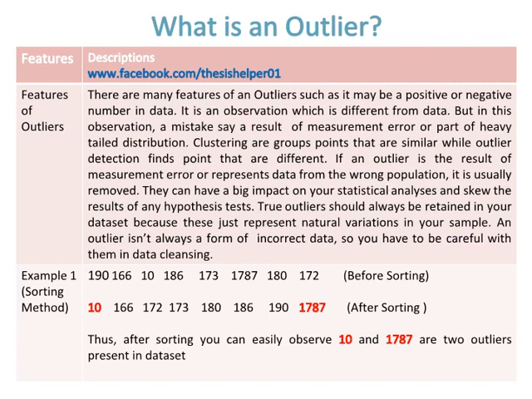Example 1 is sorting method. There are 9 observations which are not in ascending order. Thus, after sorting you can easily observe 10 and 1787 are 2 outliers present in the dataset.